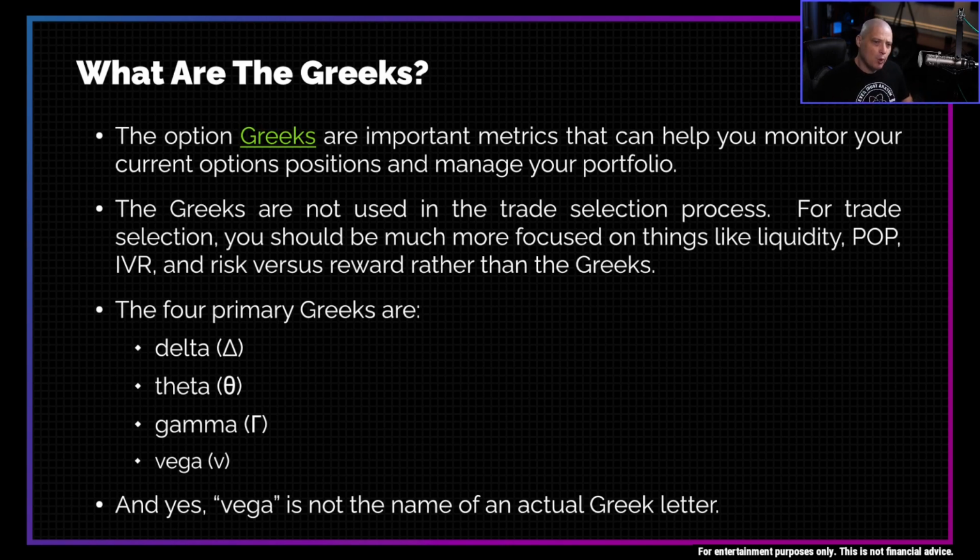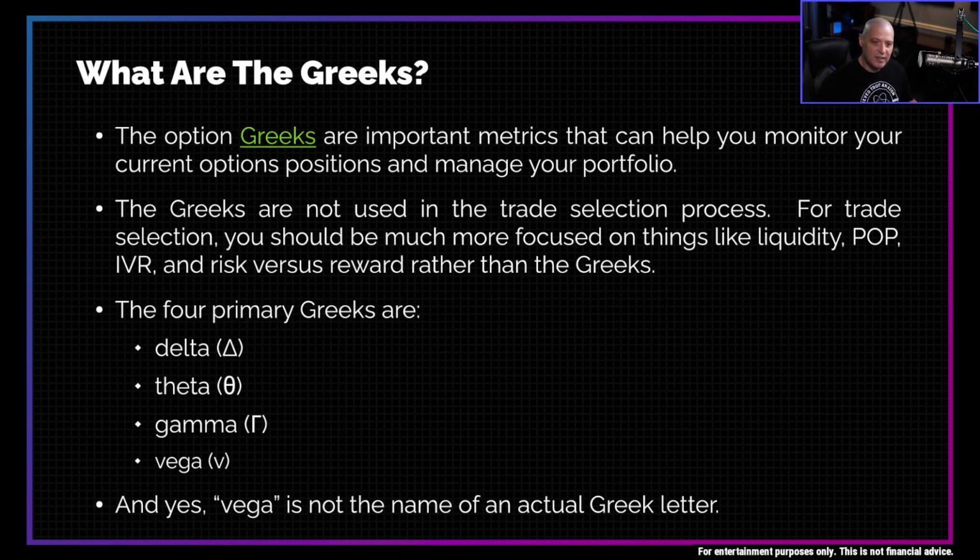A brief recap of what the Greeks are. The option Greeks are important metrics that help you monitor your current options positions and manage your portfolio. The Greeks are typically not used in trade selection. For trade selection, you need to be much more focused on things like liquidity, probability of profit, implied volatility rank, risk versus reward, max loss, max profit, return on capital, those kinds of metrics. The Greeks, again, are used to help monitor your current open options positions.